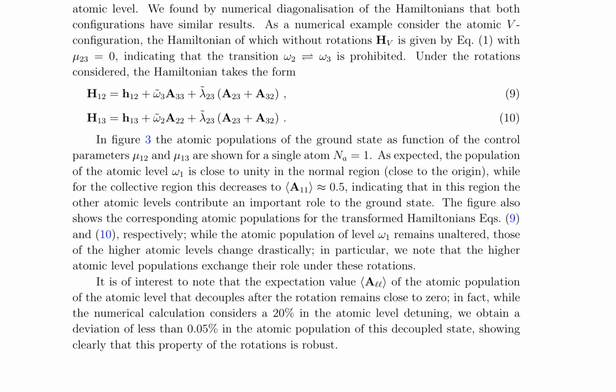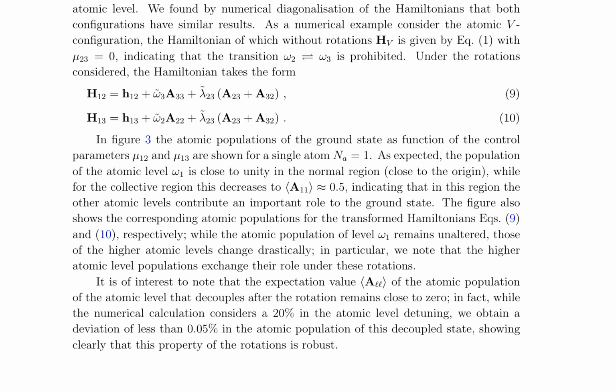The population of the atomic level omega-1 remains close to unity in the normal region, decreasing to A11 approximately equals 0.5 in the collective region, indicating the significant contribution of other atomic levels to the ground state. The figure also displays the corresponding atomic populations for the transformed Hamiltonians, equations 9 and 10, respectively. Notably, the atomic population of level omega-1 remains unaltered, while those of the higher atomic levels undergo a drastic change, with the higher atomic level populations exchanging their roles under these rotations.